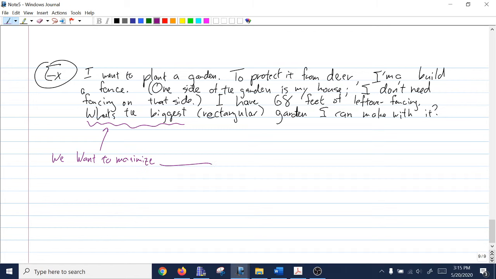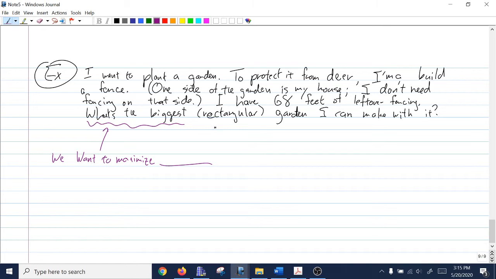What do we want to maximize? They didn't hand us the function. The hard part for us is going to be building the function. Once we have the function built, we're basically using the techniques we just learned to find the maximum of that function. What do I need to maximize?